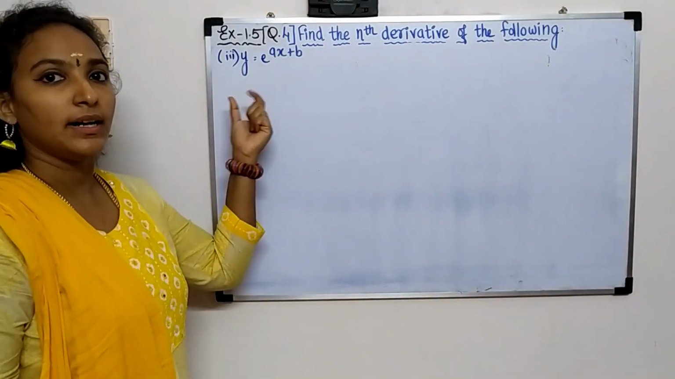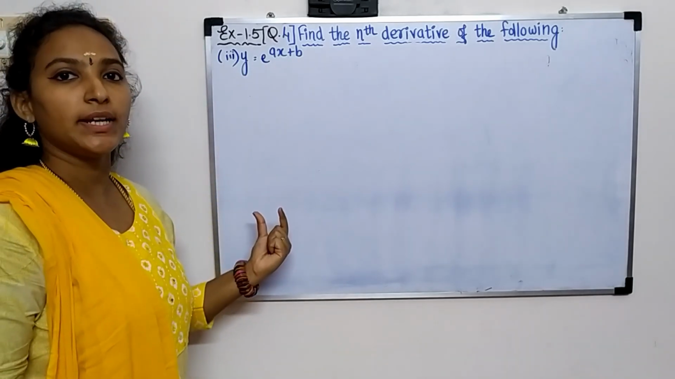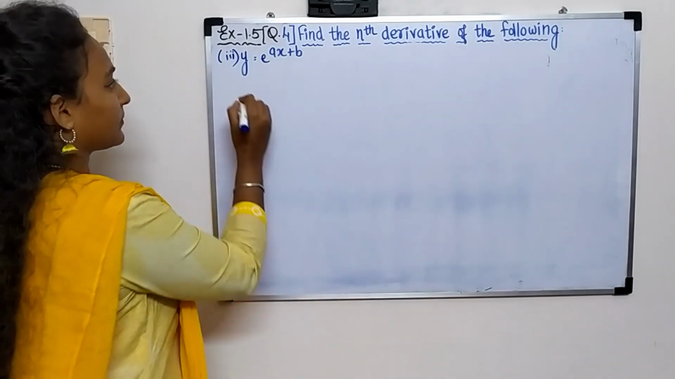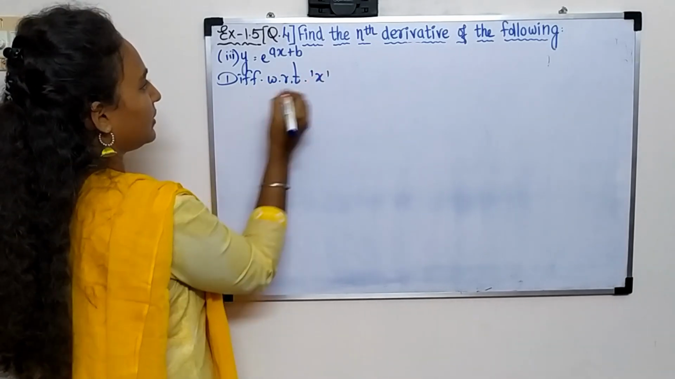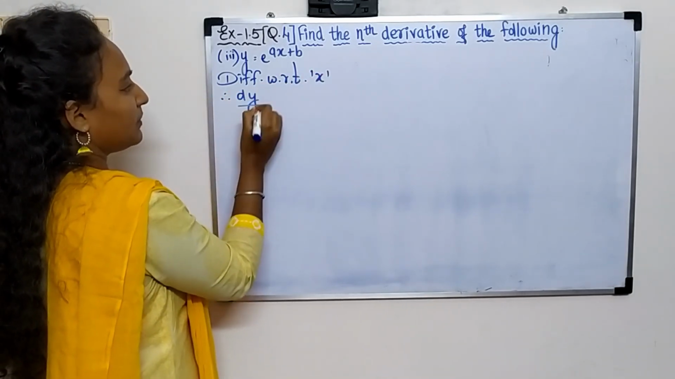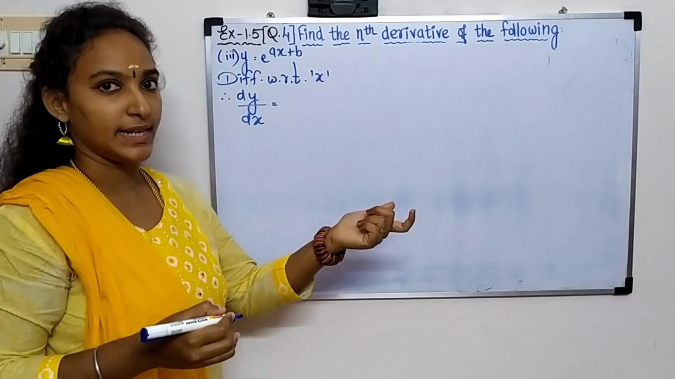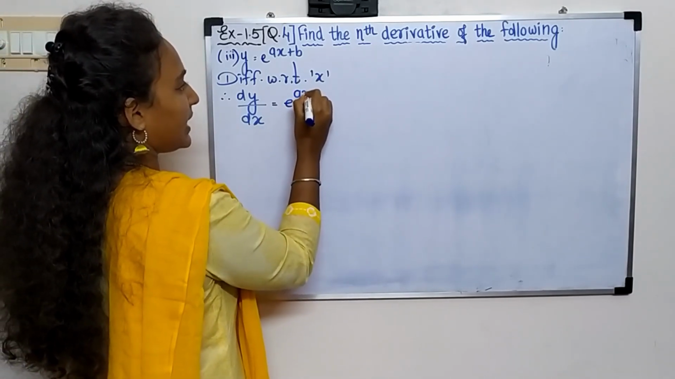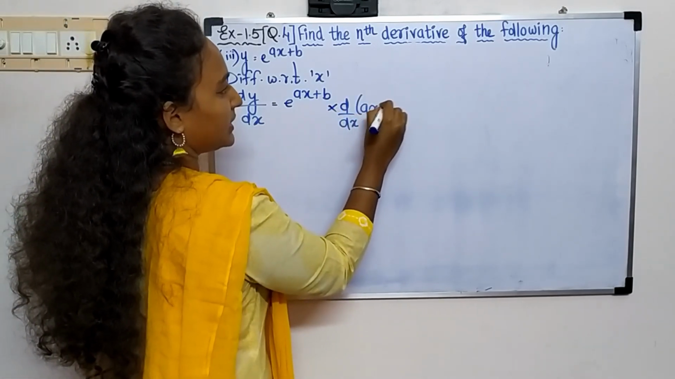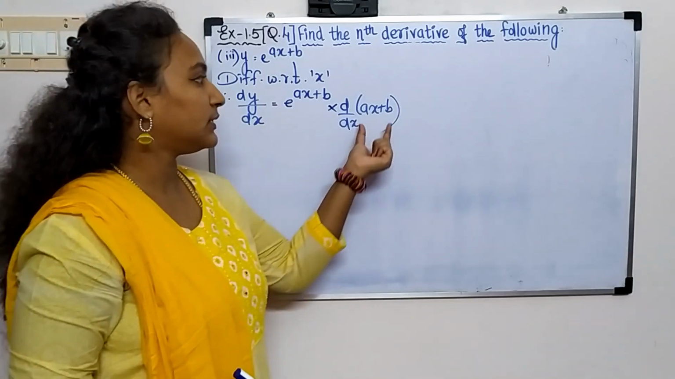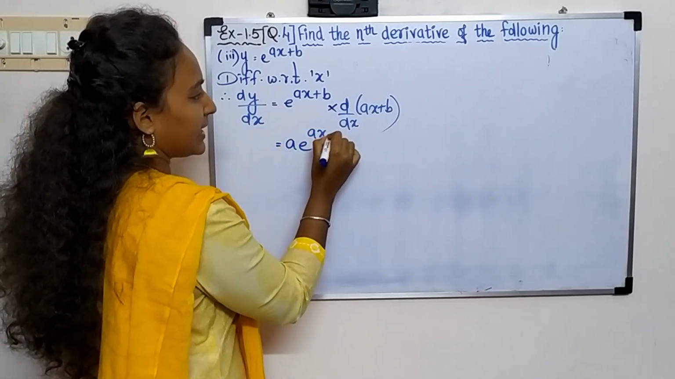See the question number 3. Again the simplest question. We have y equal to e raised to ax plus b. We are going to differentiate this function 3 times. Differentiate with respect to x. Therefore, dy by dx is equal to, we know that the derivative of e power x is e power x itself. So this is e raised to ax plus b, and the derivative of ax plus b, we just now solved, is a. So this is a e raised to ax plus b.